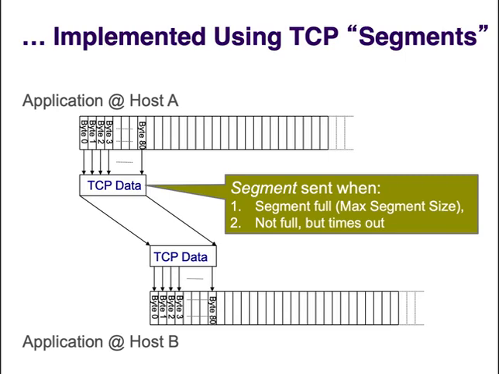Why do we have the timer? For the obvious reason. What if your application had only 10 bytes to send, and your MSS was 500 bytes? You're not going to sit there forever waiting for more bytes. So you have a timer that says, this is as many bytes as I have to send in this time, I'm going to send it out as a TCP segment.